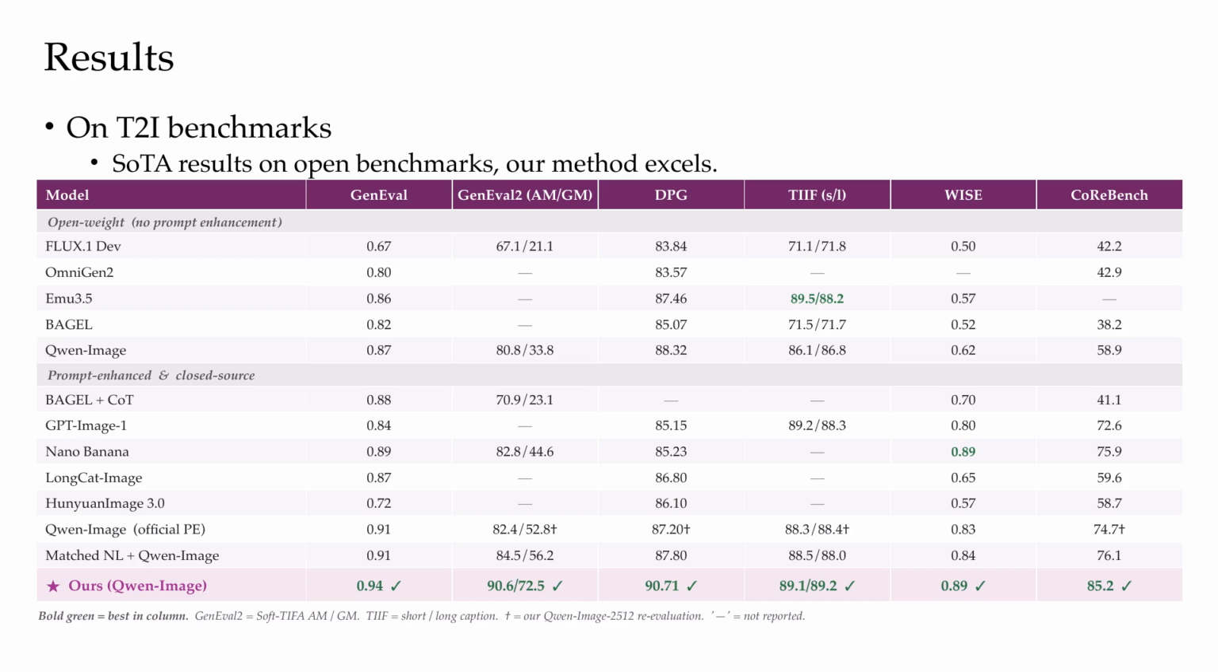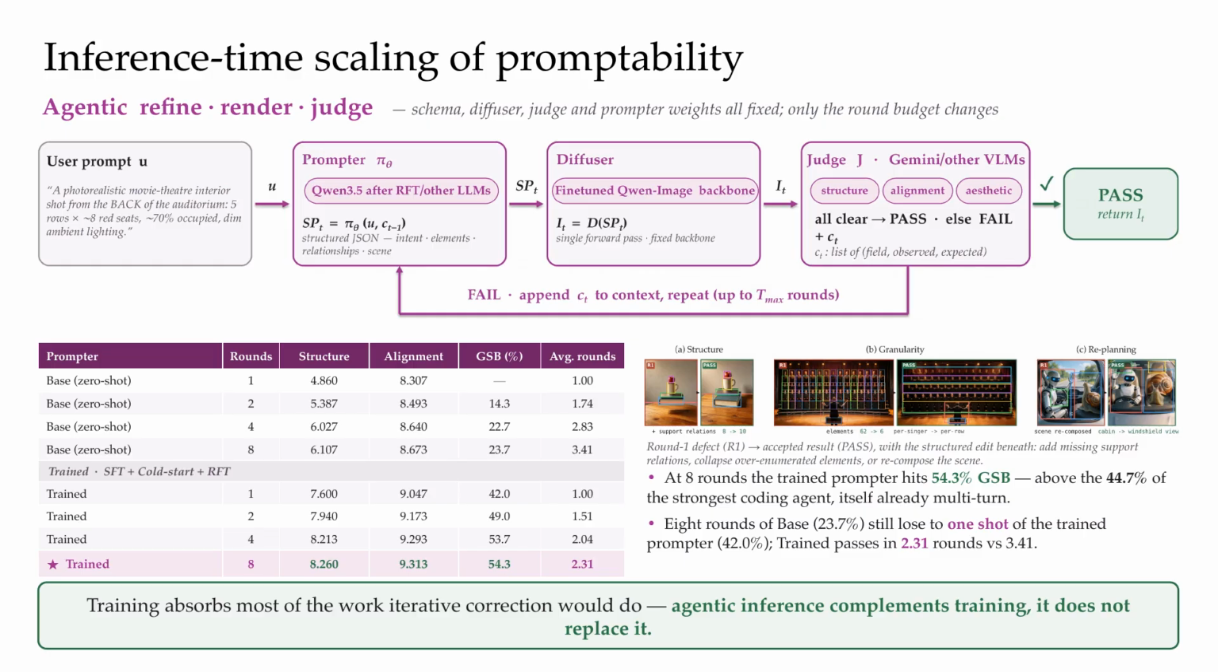The 2 rows worth pausing on are the controls. Qwen-Image with its own official prompt enhancer, and a matched natural language run that changes only the caption representation. One thing we haven't used yet. Because the schema exposes decisions as named fields, a critique becomes a targeted field edit rather than a rewrite. So we close a refine, render, judge loop. At 8 rounds, the trained prompter reaches 54.3% preference, above the 44.7% of the strongest coding agent. But 8 rounds of the base prompter still lose to 1 shot of the trained one.